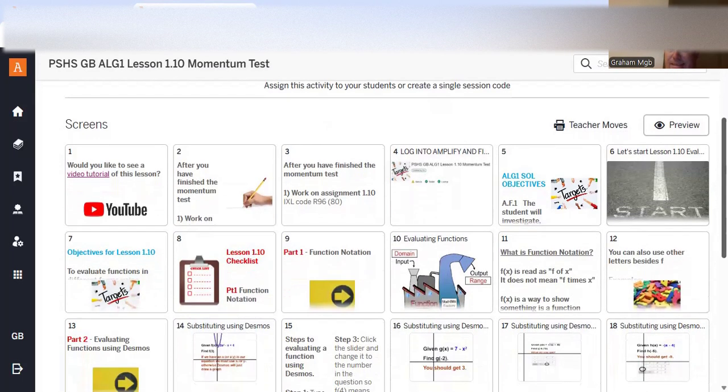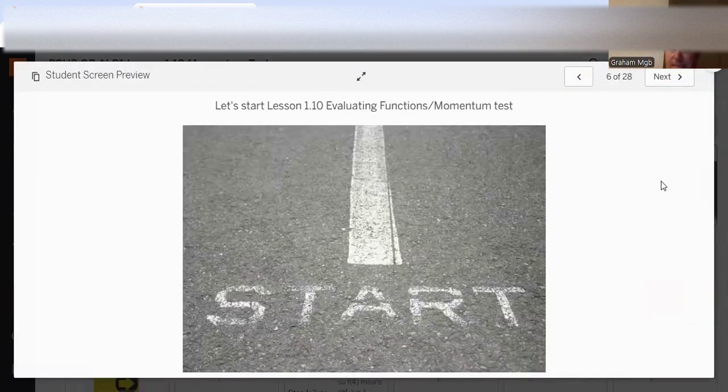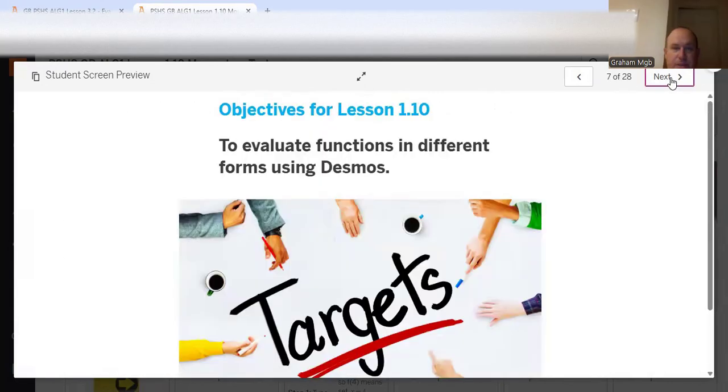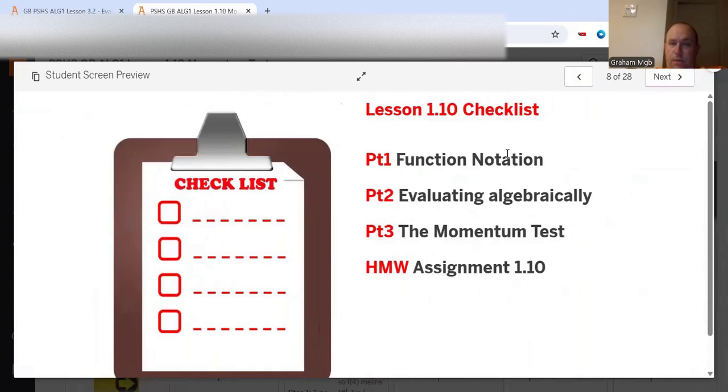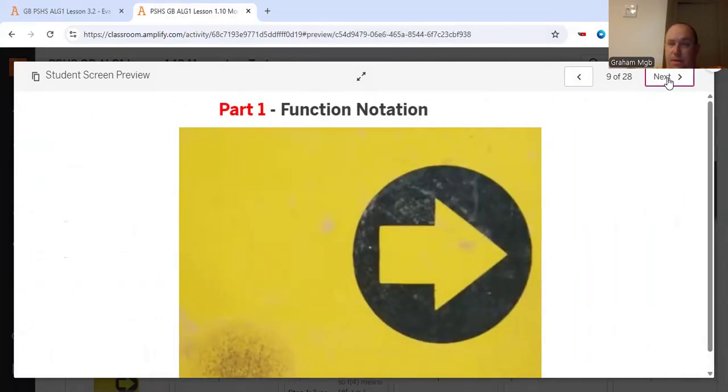All right, this is the lesson for 1.10. Today we're going to take something called the momentum test, but this is really focusing on evaluating functions. And we're going to show you how to do that in different ways and different presentations, but mainly using the Desmos calculator. So we'll look at what function notation is, how to evaluate it. It says algebraically, but technically it's using Desmos. And then in class, people will take the momentum test, and there is an assignment that goes with this lesson as well.